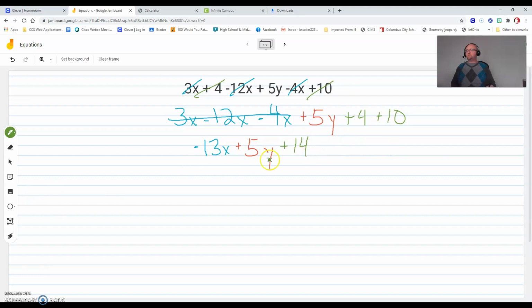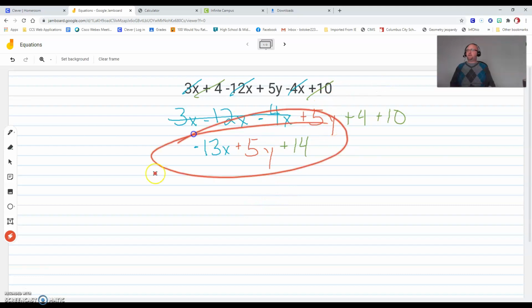So there's my simplified answer. That's all I can do. I can't solve it. If I wanted to solve it, I'd have to have something equals, and I'd have to have a number out here like equals 38, right? I can't do that, but I can finish right there, all right?